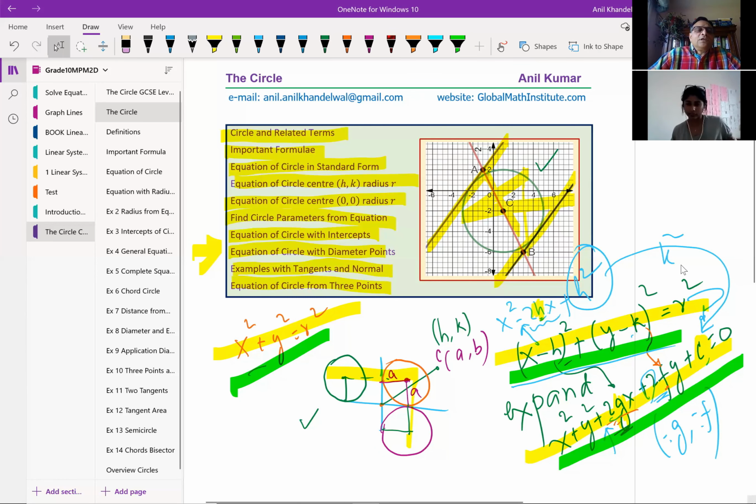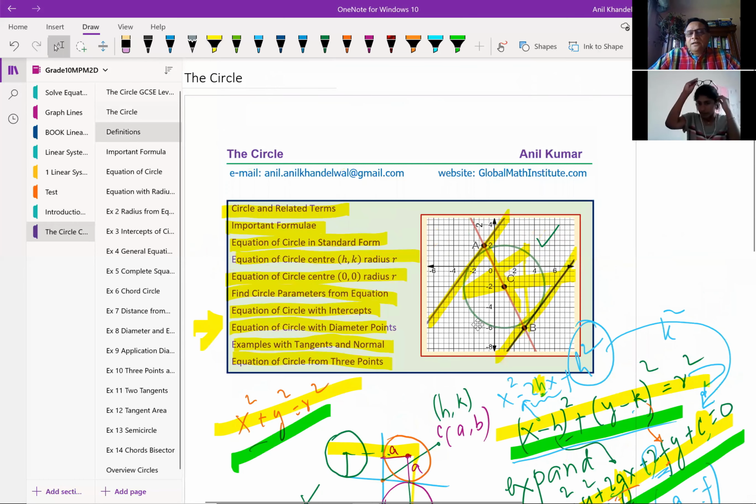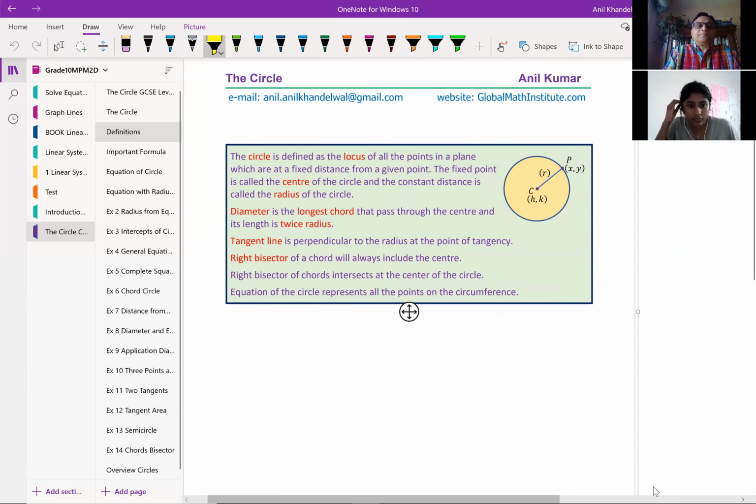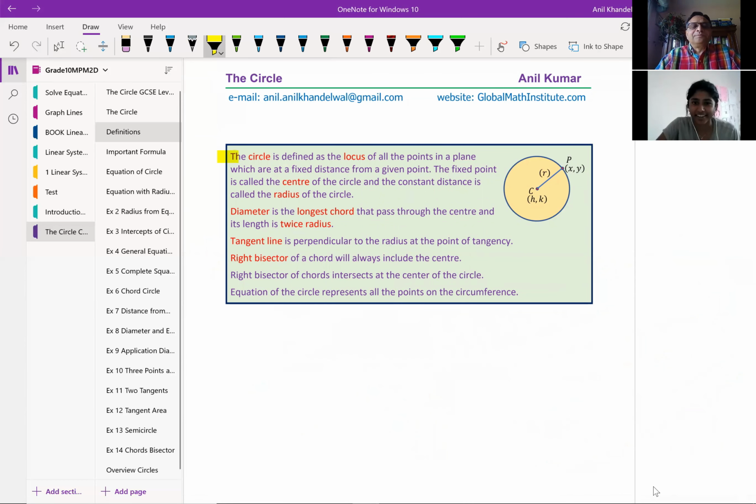Perfect. So quickly, let's go through the definitions. So can you read these definitions for me? I know you are fairly conversant with them. Yes. Yeah. The circle is defined as the locus of all points in a plane, which are at a fixed distance from a given point. The fixed point is called the center of the circle, and the constant distance is called the radius of the circle.